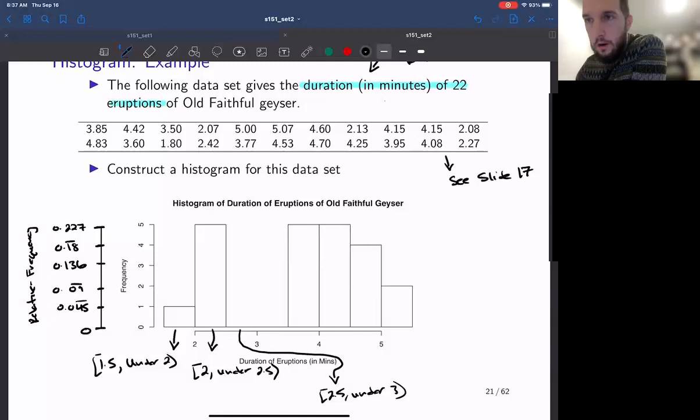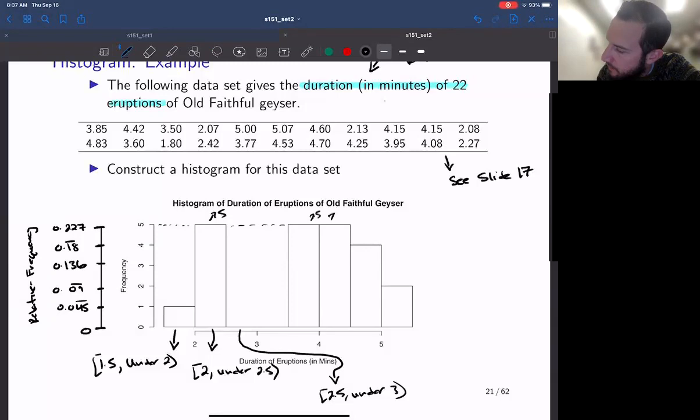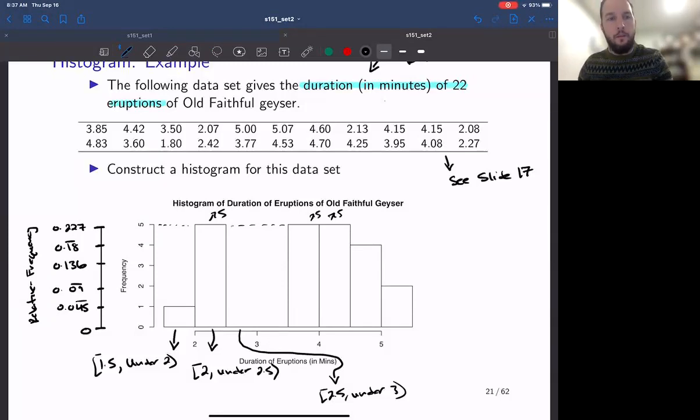So the bars represent the number of observations within each bin. Yeah, 3 of them do right here. 5, 5, and 5. Oh, okay. Right, so the bars represent the number of observations in the bins.